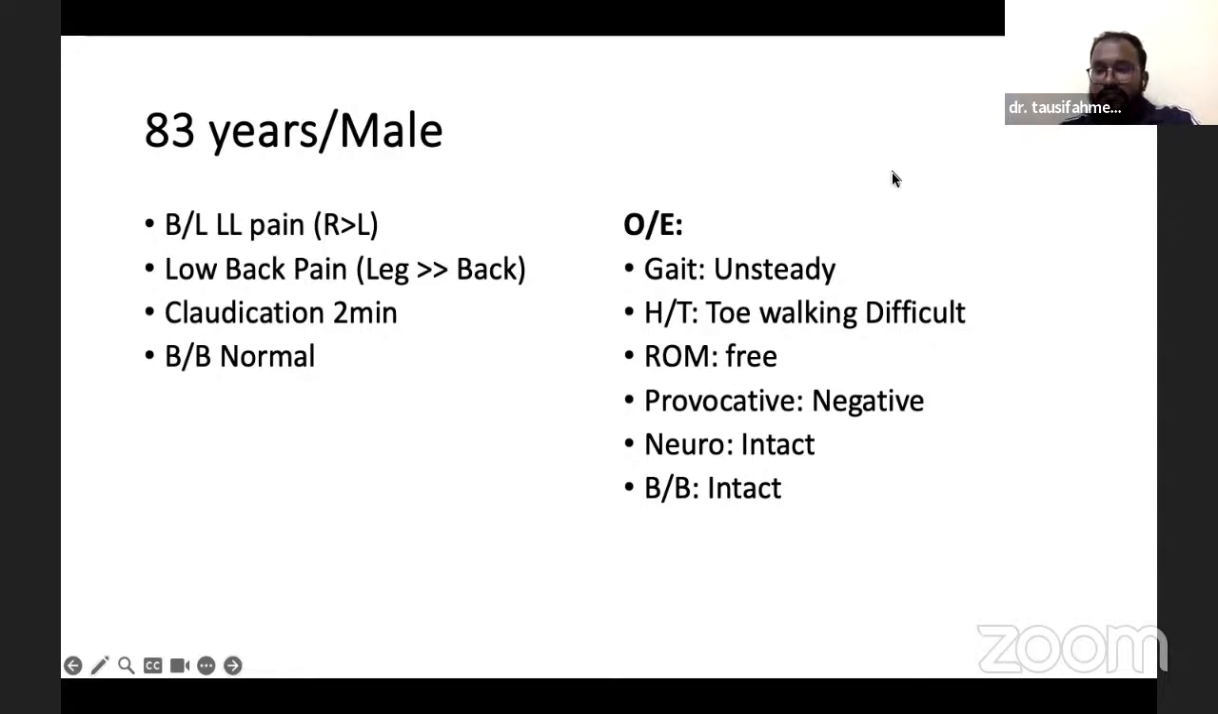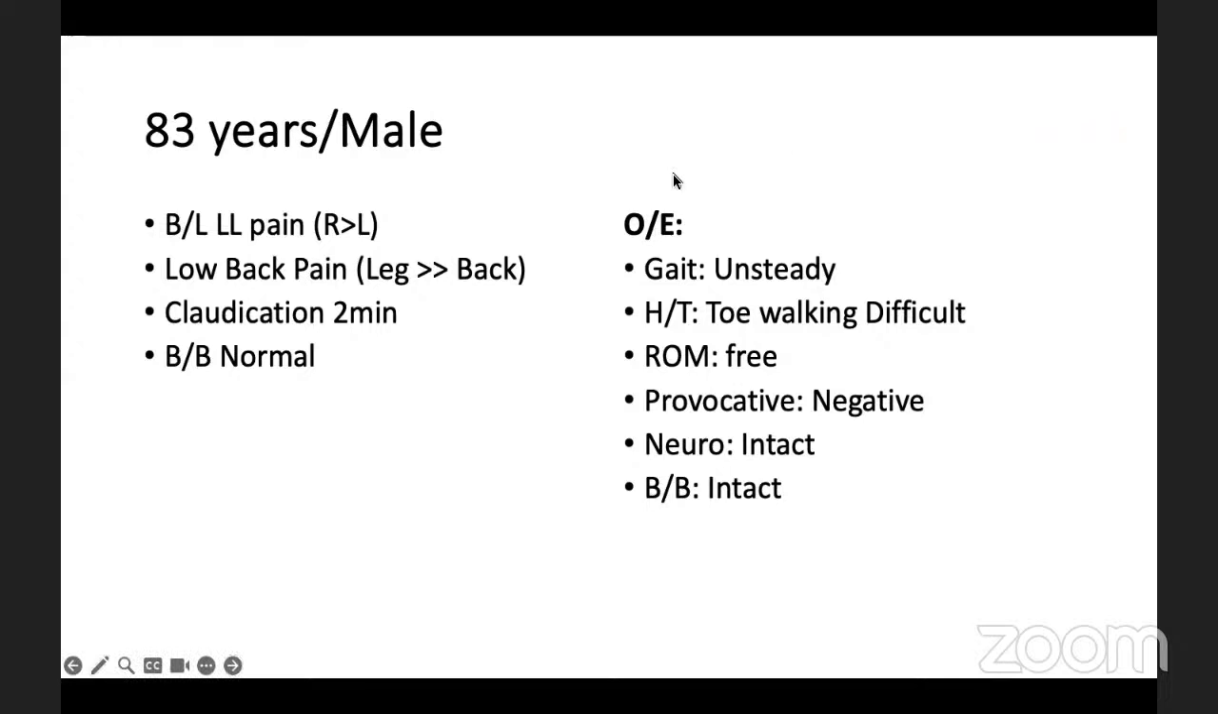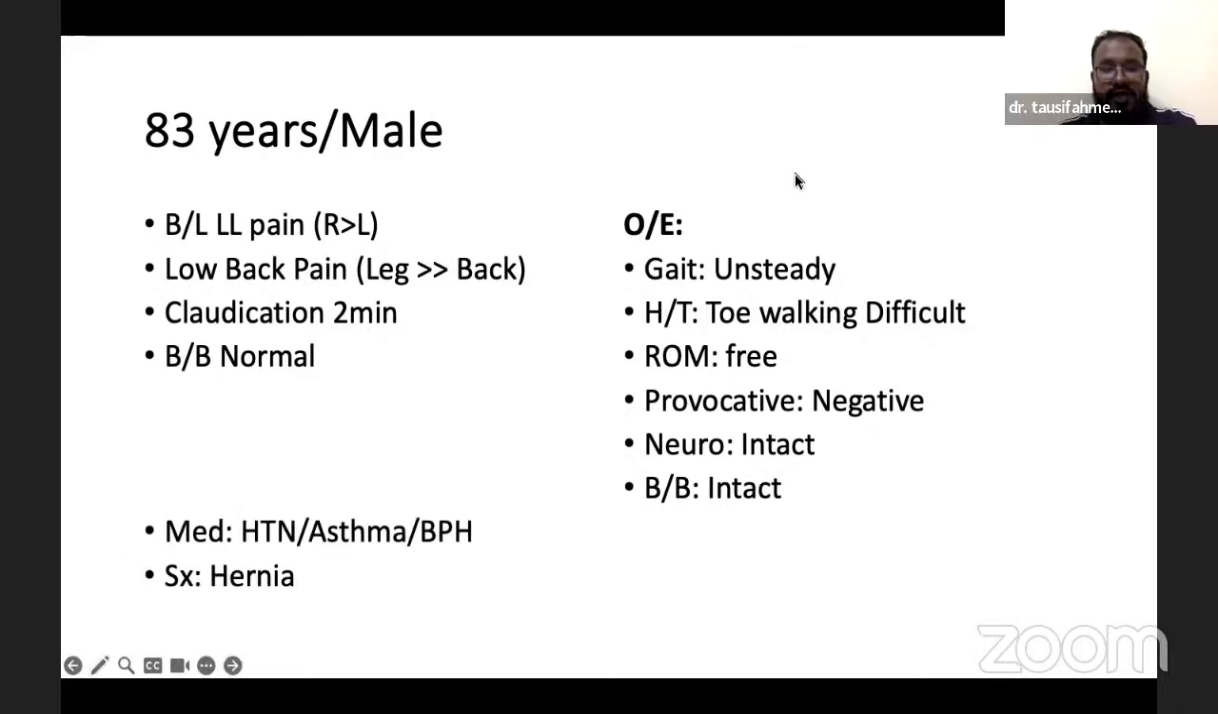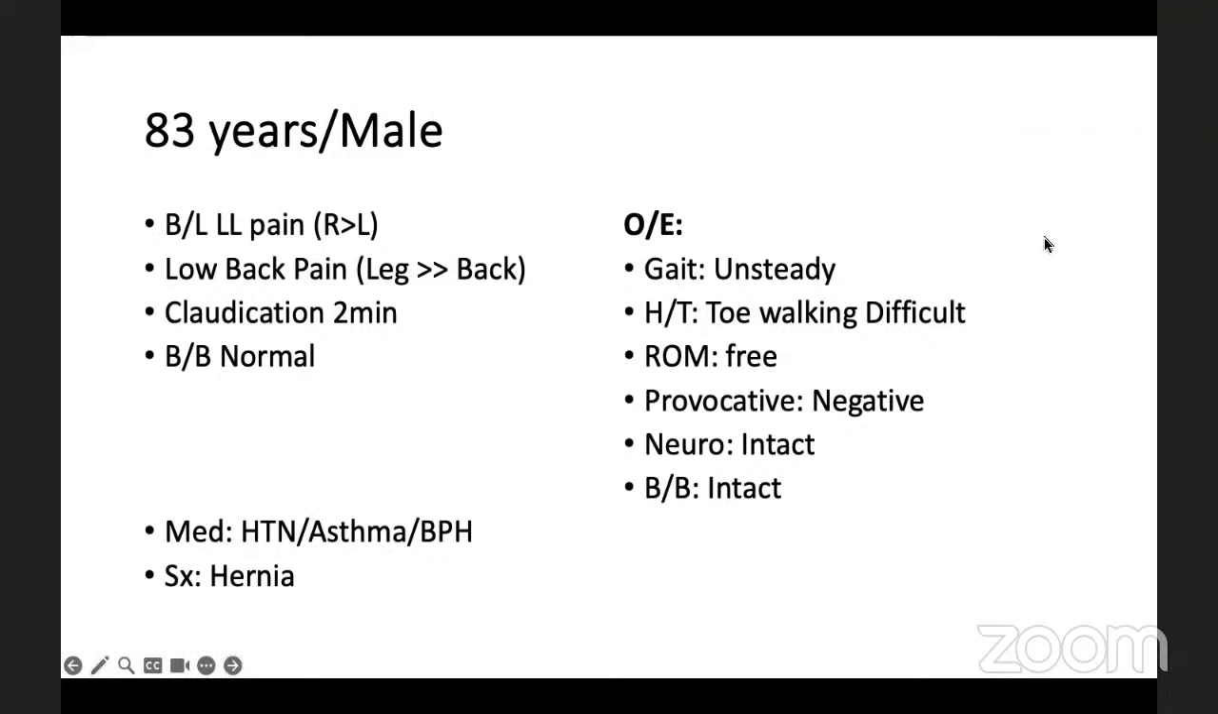So, Dr. Sankram, am I missing something? Yes, general well-being, a history of diabetes and other health conditions. Yeah, so here it comes. He is hypertensive, asthmatic. He has BPH, and he has undergone hernia surgery. Okay. Anything more I'm missing out?